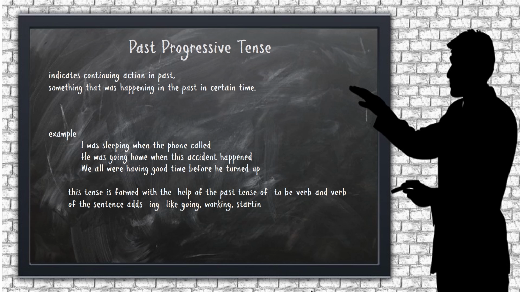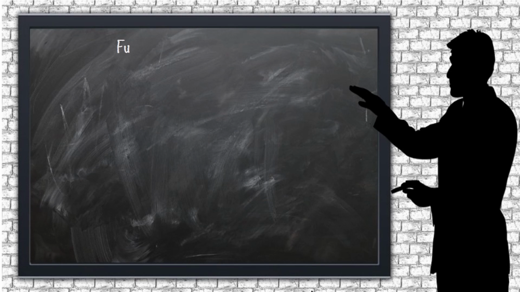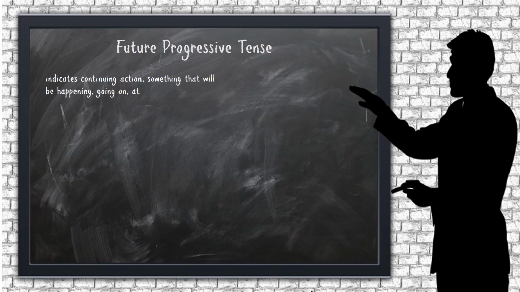Future progressive tense indicates continuing action, something that will be happening, going on, at some point in the future. Example. By the time you get here, she will be traveling to England. I will be going soon.